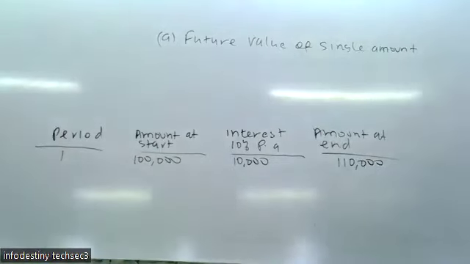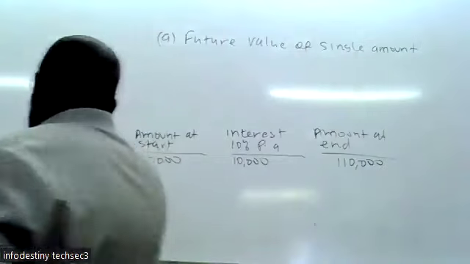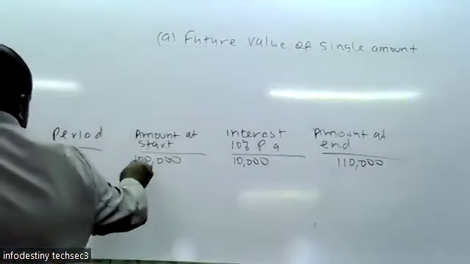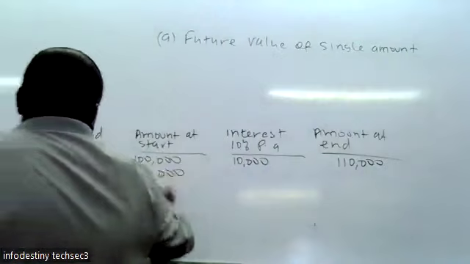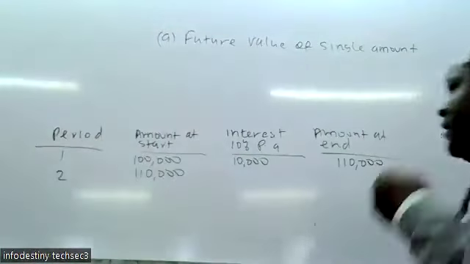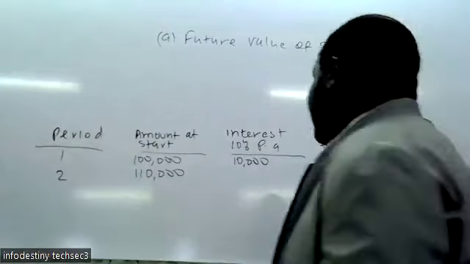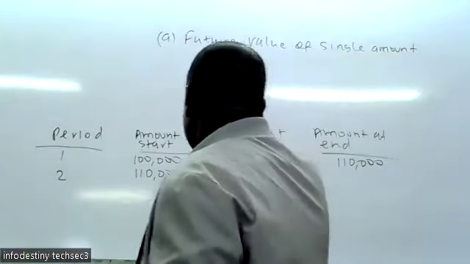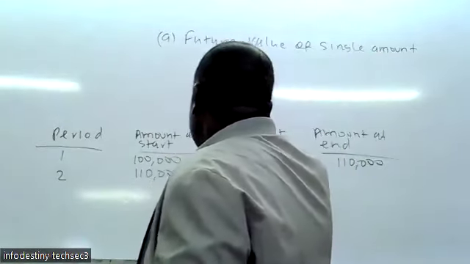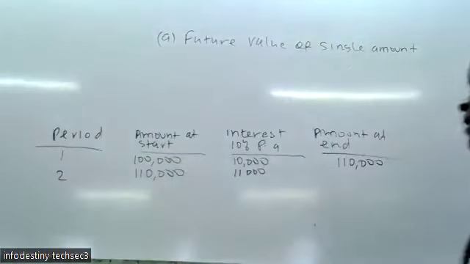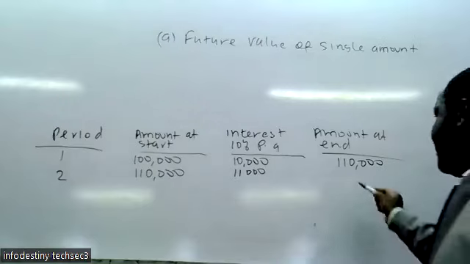So we go to year 2. At the start of year 2, you have 110,000. So you also get 10% of 110,000. So what is 10% of 110,000? That's 11,000. So when you add 11,000 on 110,000, you get 121,000.